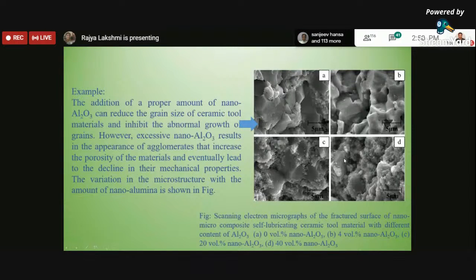So based on this, if there is no gap between the molecules or grains, automatically porosity will decrease. Sometimes, with extra addition of alumina, it moves in a negative direction. It agglomerates, increasing the porosity, and automatically properties also decrease. So we should be very careful when adding or reinforcing the base metal with some kind of reinforcement materials. You need to check what the range of proportion is to improve the properties.